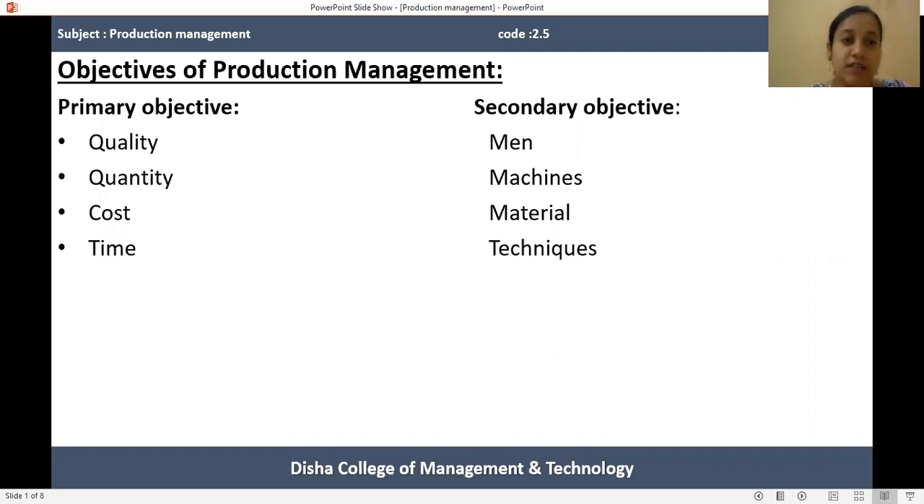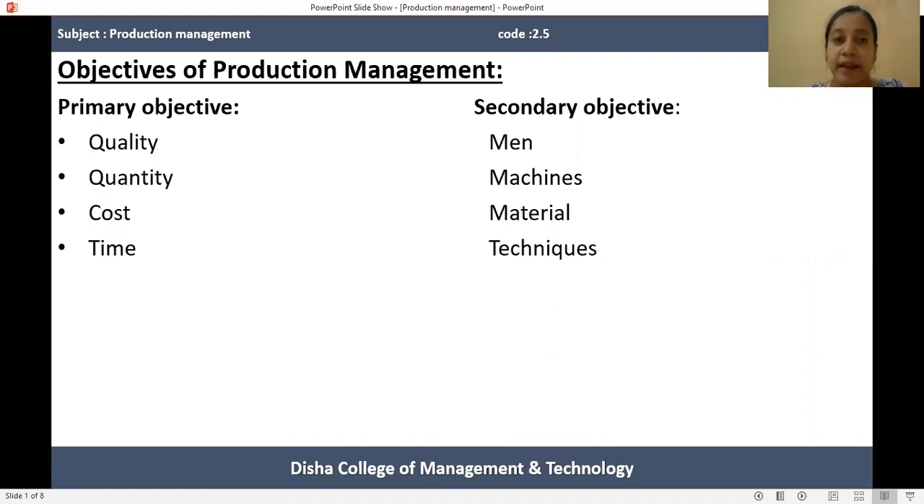So, first is the primary objective. Primary means what? Primary is the basic objectives and main objectives of production management. So, under primary category, there are four objectives of production management, means there are four main objectives of production management. First one is the quality.